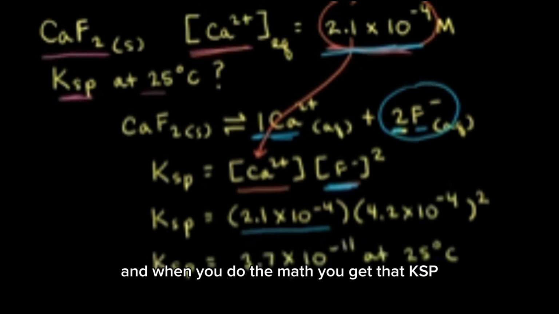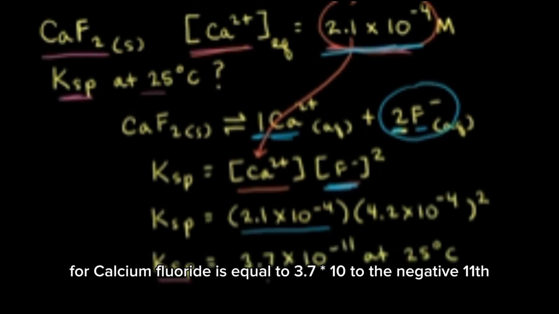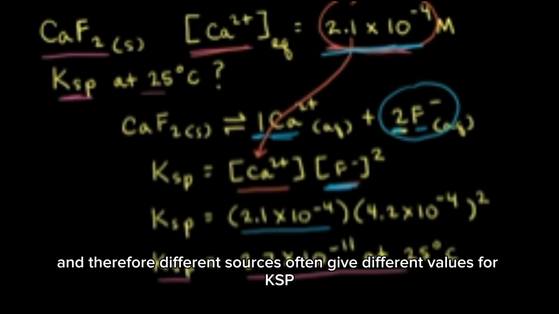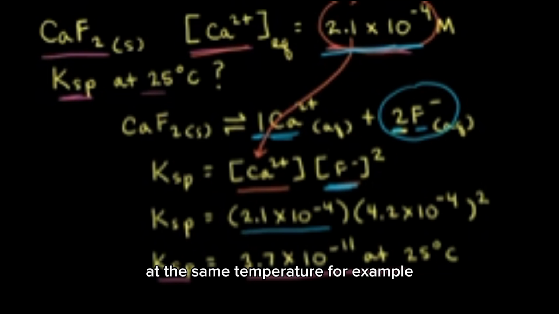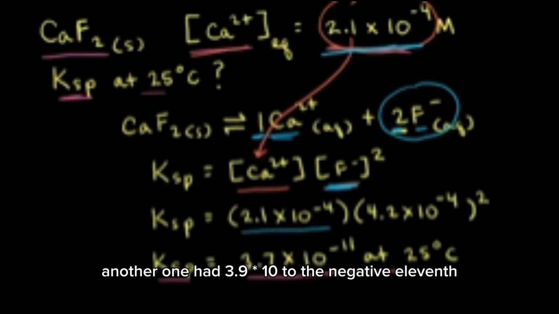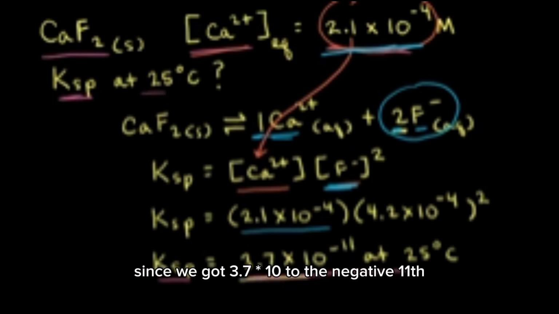And when you do the math, you get that KSP for calcium fluoride is equal to 3.7 times 10 to the negative 11th at 25 degrees Celsius. KSP values can be difficult to measure, and therefore different sources often give different values for KSP at the same temperature. For example, for calcium fluoride at 25 degrees Celsius, one source had KSP equal to 3.5 times 10 to the negative 11th, and another one had 3.9 times 10 to the negative 11th. Since we got 3.7 times 10 to the negative 11th, this sounds like a pretty good calculation for the numbers that we used for our problem.